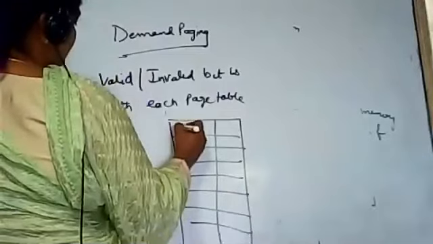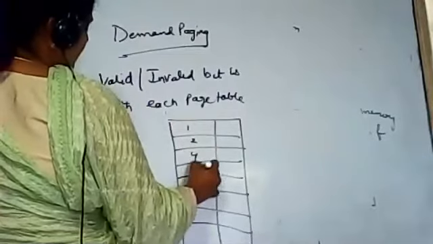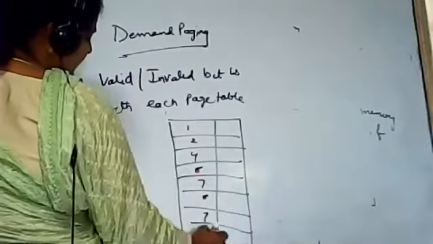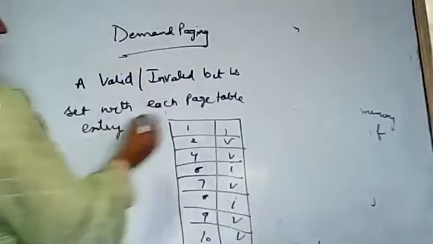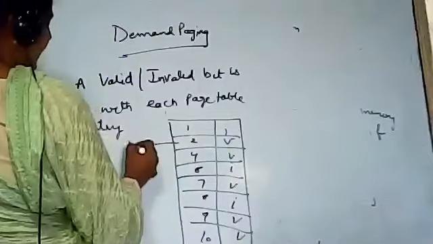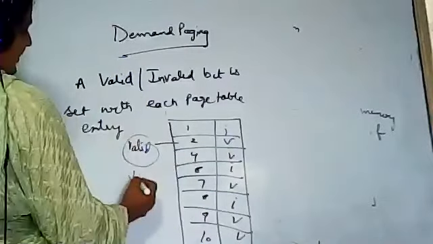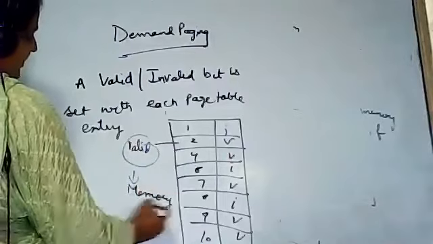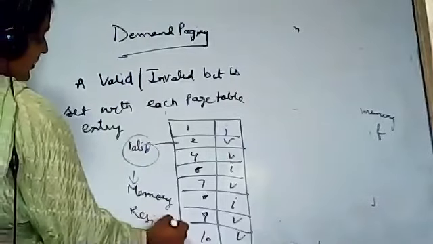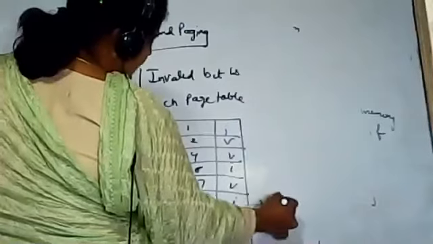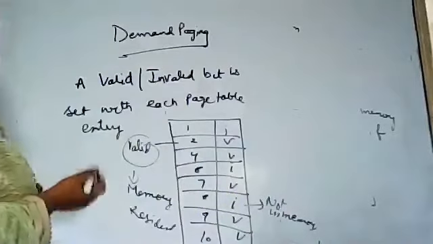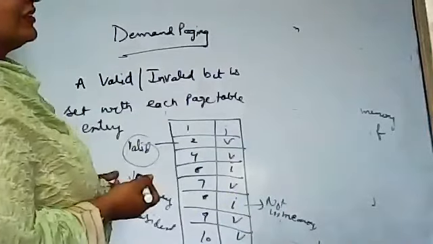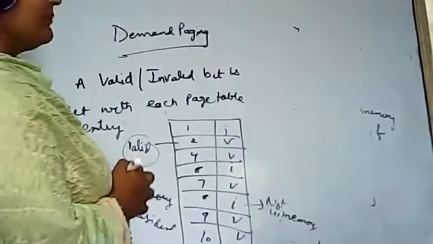There are pages 1, 2, 4, 6, 7, 8, 9, 10, and there is a valid bit that will tell you the page is valid. What does valid mean? It is memory resident, in memory. And invalid will tell you that this is not in memory. So where will it check? It is not in memory, so it will check in the backing store. And if it is not there, that will be an invalid reference.